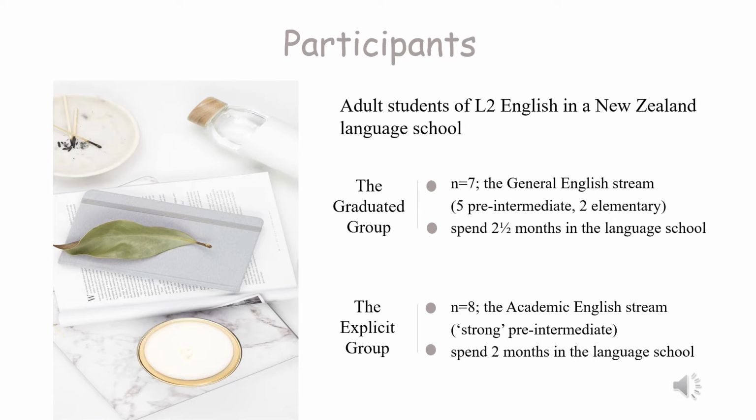However, the explicit group came from the academic English stream, a total of 8 people. They were classified as strong pre-intermediate. They had spent an average of 2 months in the language school.